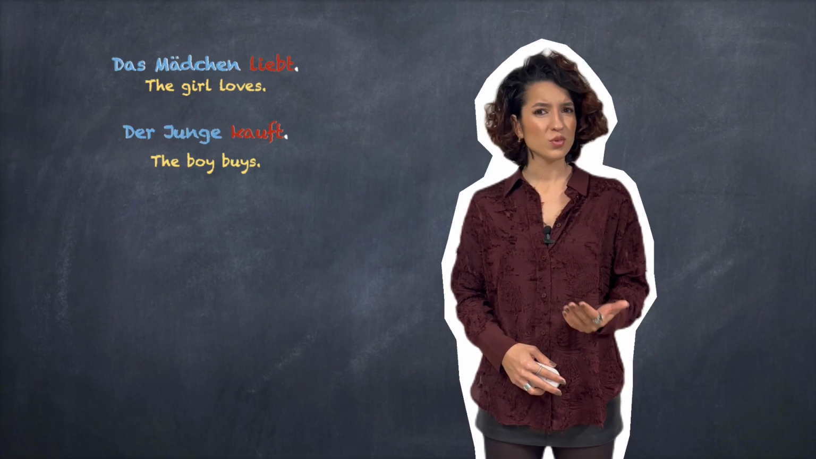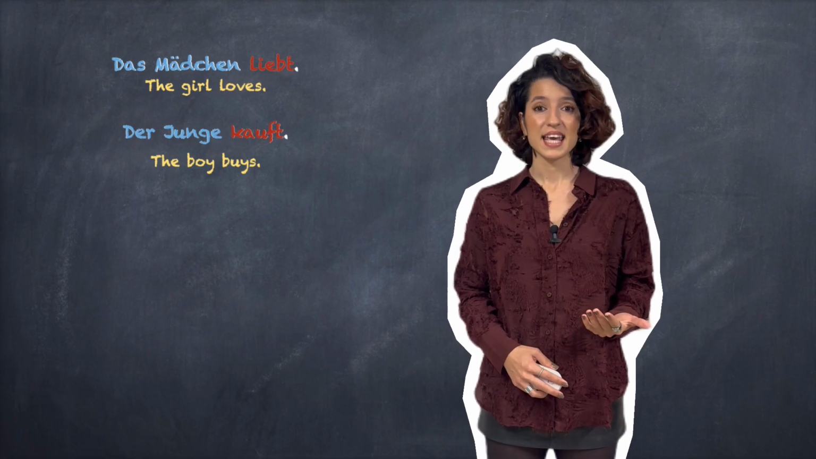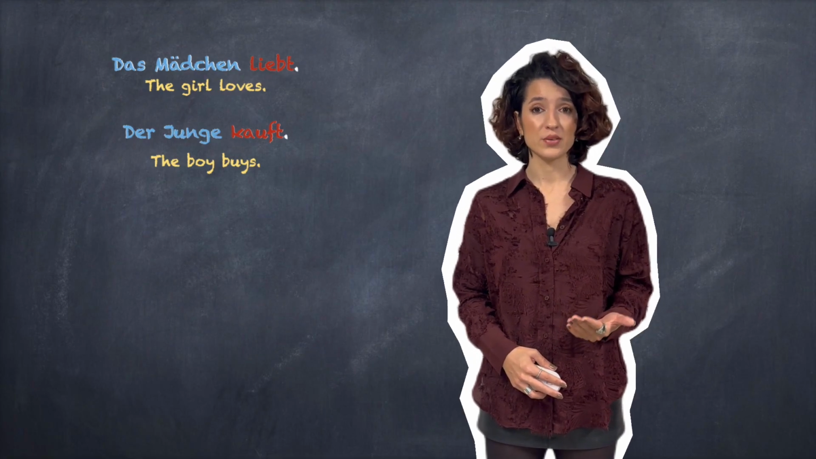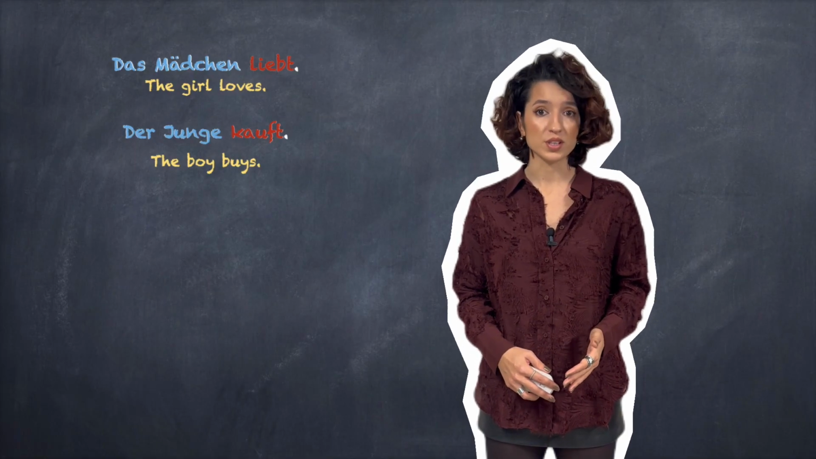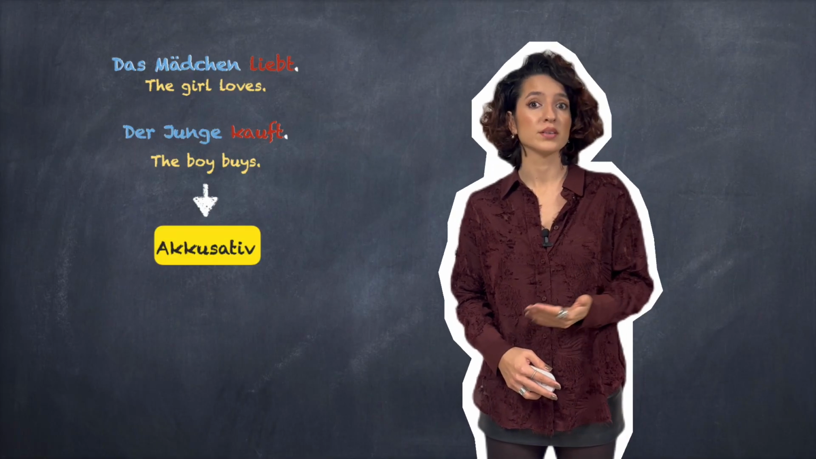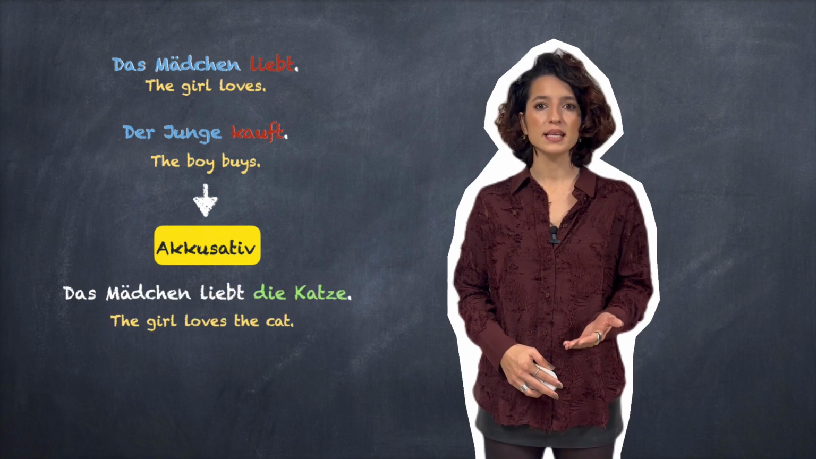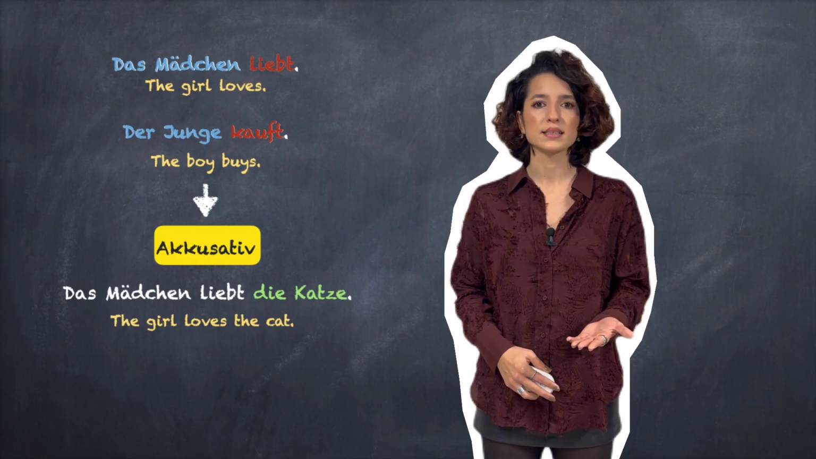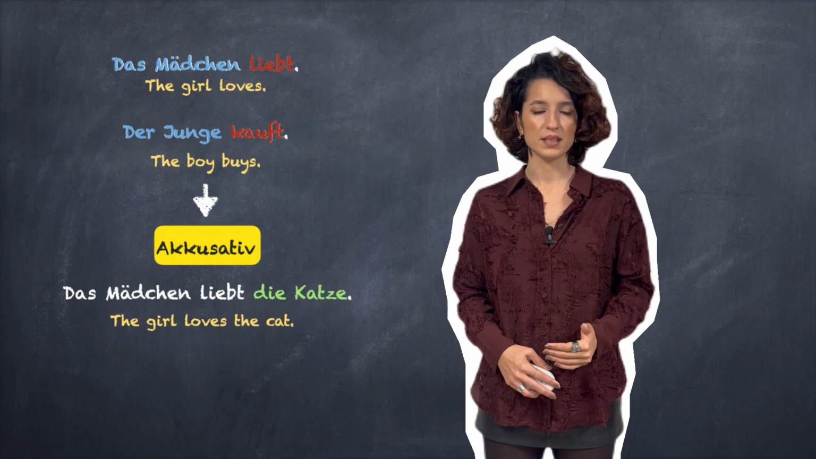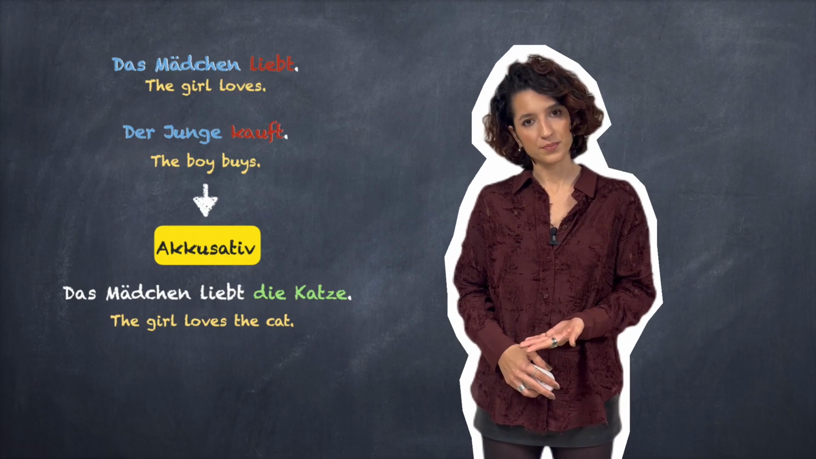But do you feel like there is something missing? Because I do. And when you feel that there is something missing, it's most likely the accusative or the direct object. We could say, das Mädchen liebt die Katze, for example. And we will ask, wen liebt das Mädchen? Who loves the girl? The answer will be die Katze.